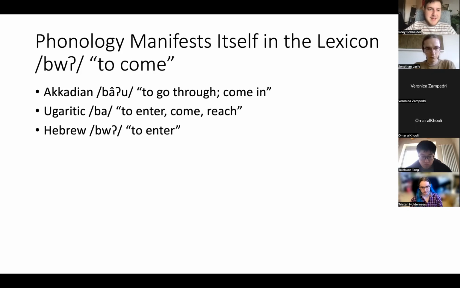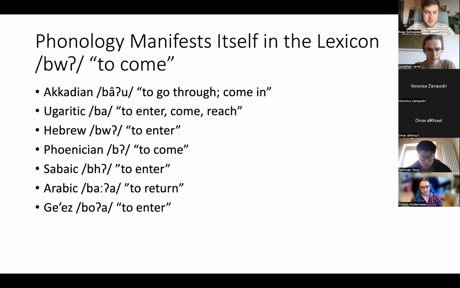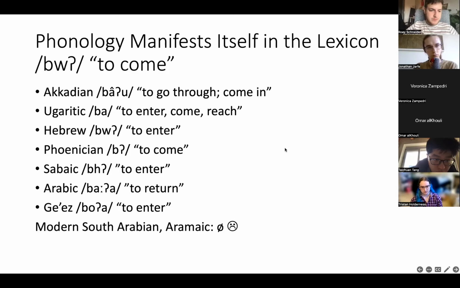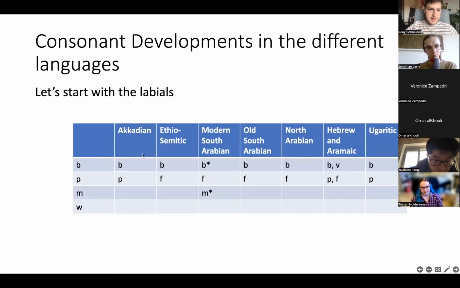So, fine. I hope everyone knows already these words for to come. You can see them in so many Semitic languages. All of them have bet, vav, aleph, except for Sabaean that has hey in this nice place, and it means to come or to enter or something like that. And unfortunately, Modern South Arabian and Aramaic don't have this word, which is something I'm going to say a lot in the coming hour or so.